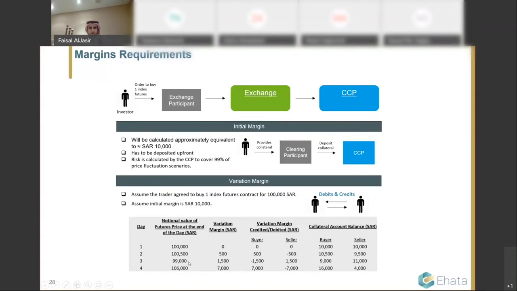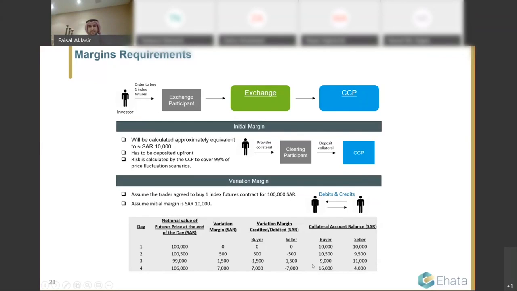the seller will see his account at 9,500 on the second day. As we go, you would see the movement here. The movement is 1,500. From 100,500 to 99,000 is a 1,500 movement, and that's the variation, and it's down. So it's negative for the buyer and positive for the seller.